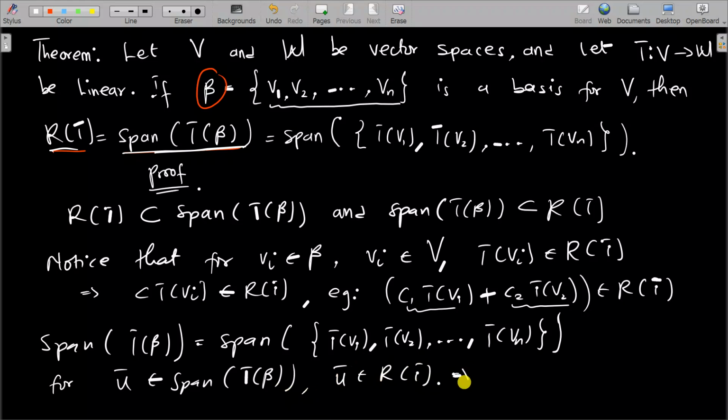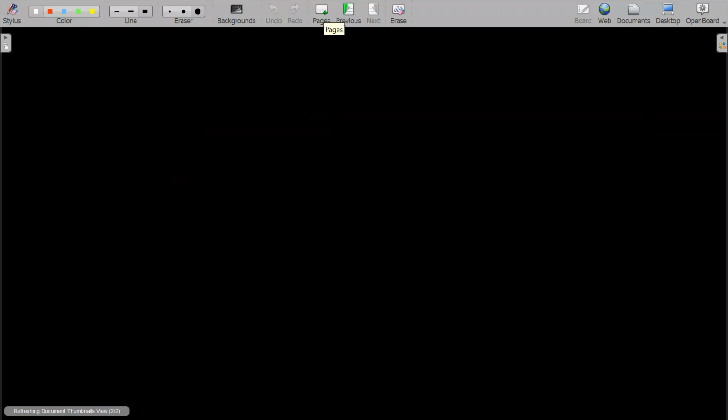What it's trying to say is that the span of T of beta here is a subset of the range of T. So we are done with one part of the subset inclusion. Now the other part is to show that for every element you pick in the range of T, that element also belongs to the span of T of beta. Okay, so now let W belong to the range of T.